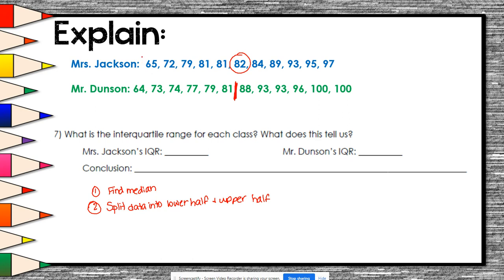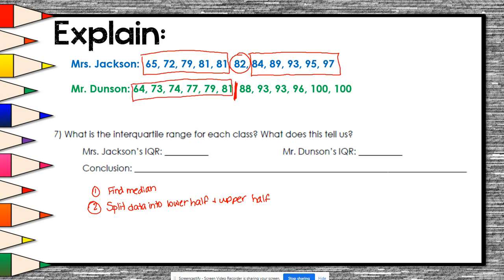When I split Miss Jackson's data, I'm going to go from 65 to 81. I'm not including 82 because 82 was that median right in the middle. When I split Mr. Dunson, I'm going from 64 to 81 because even though I used 81 to find the median, 81 was not the actual median of that data set, so it does not get used as the median. That's the same for the upper half. 88 was not the median, so I'm putting it in my upper half of data. Now, step 3 is to find the medians of both halves.